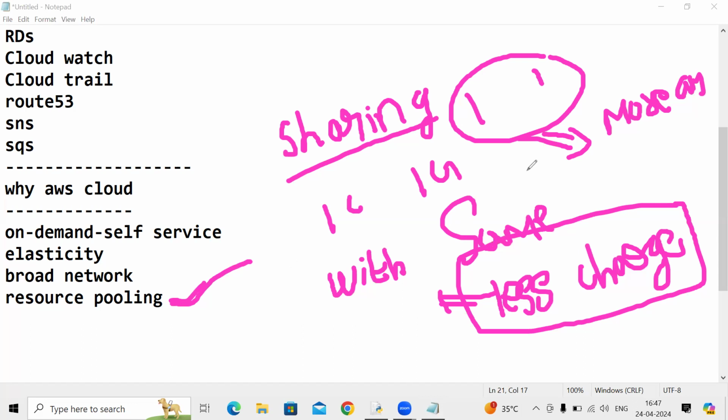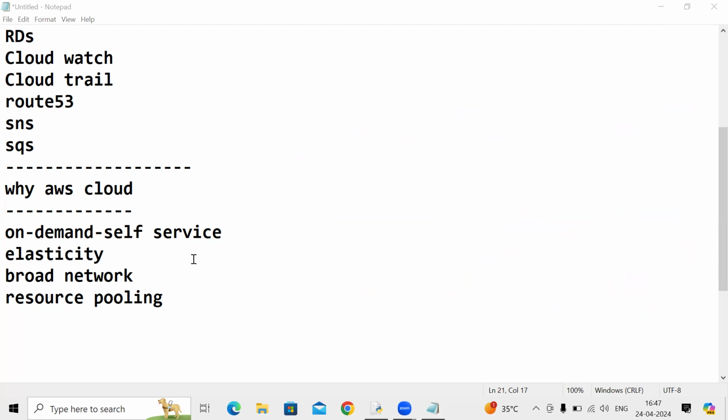We can share our resources with others, and we can reduce our cost of usage also. That is one advantage.